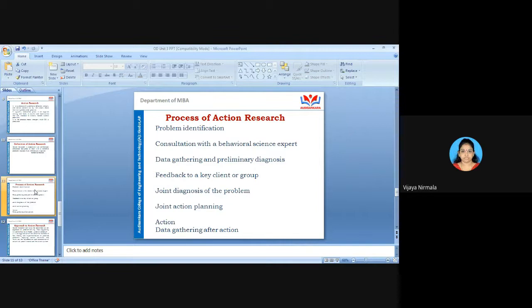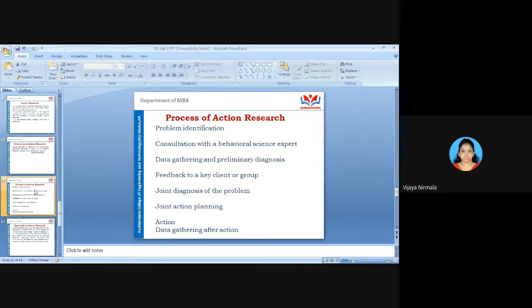Action research is generally aimed both at helping the specific organization implement a planned change, and at developing more general knowledge that can be applied to other settings. So, in the process of action research, we have 8 steps. These are very important, and these are the main 8 steps in the process of action research. Now, let us see these in detail. The first one is problem identification.